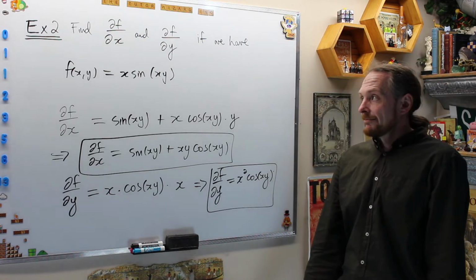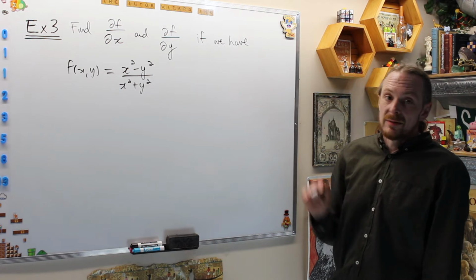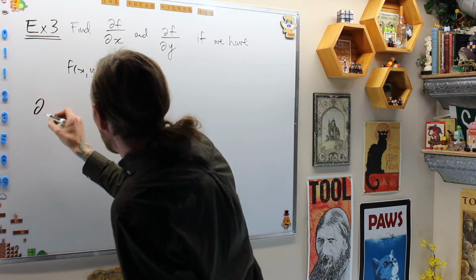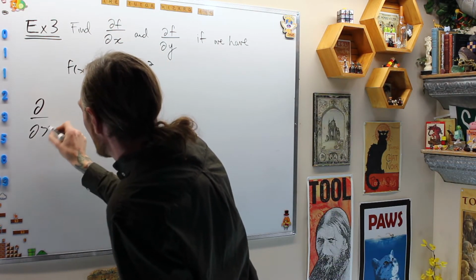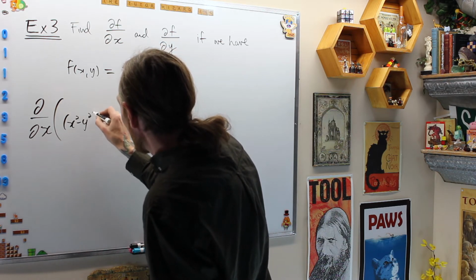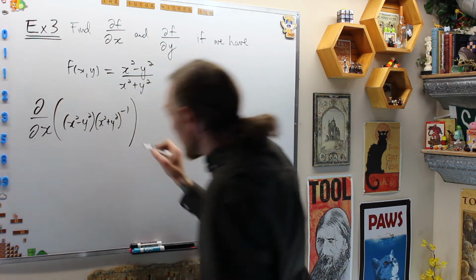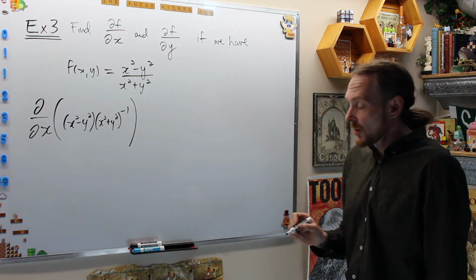There's the partial derivatives. Next question. Okay, example 3. Let's do another one. The partial derivative of f with respect to x is going to be the partial derivative of this hot mess, which I'm going to write as x squared minus y squared times x squared plus y squared to the minus 1. So I don't have to use the quotient rule.